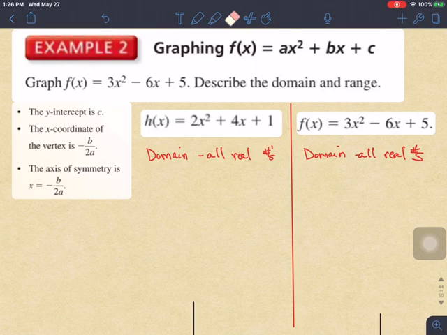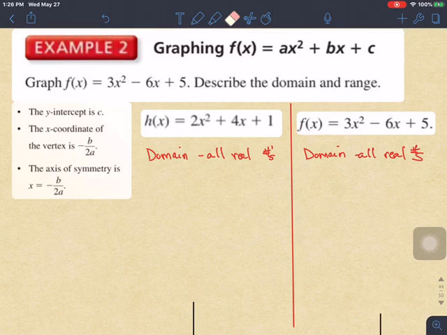But really, we need to look at a couple things. We need to know two things. We need to know where the vertex is, and we need to know where the y-intercept is, so that we can figure out whether our parabola is increasing, or if the range is decreasing from the vertex. We need to figure that out.